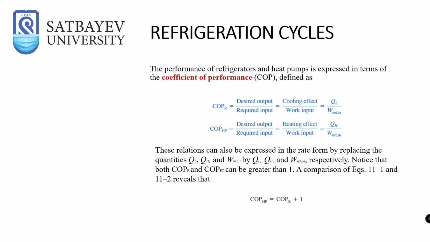The performance of refrigerators and heat pumps is expressed in terms of coefficient of performance, defined as the desired output over the required input: for refrigerators, the cooling effect over the work input; or, if we are talking about heat pumps, the heating effect over the work input. These relations can also be expressed in rate form by replacing the quantities QL, QH, and W net by Q̇L, Q̇H, and Ẇ net respectively. Notice that the COP of R and COP of HP can be greater than 1.